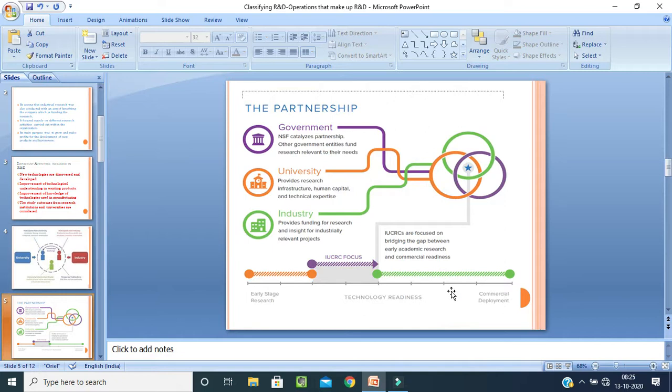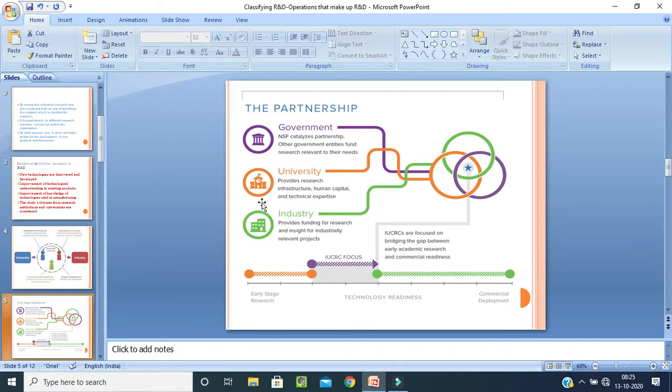One more picture I want to show you here. See, this is the early stage of research, how it was and the focus first, and how the technology readiness will be there, and this one is commercial development. It was the university focus, how they have done, and then how the industry has taken place. Let's have a look over here. This is the government. If you see the blue line over here, it's totally talking about the government. And as NSF catalyzes partnership, other government entities fund research and development to their needs. What the needs will be, they have raised to this.